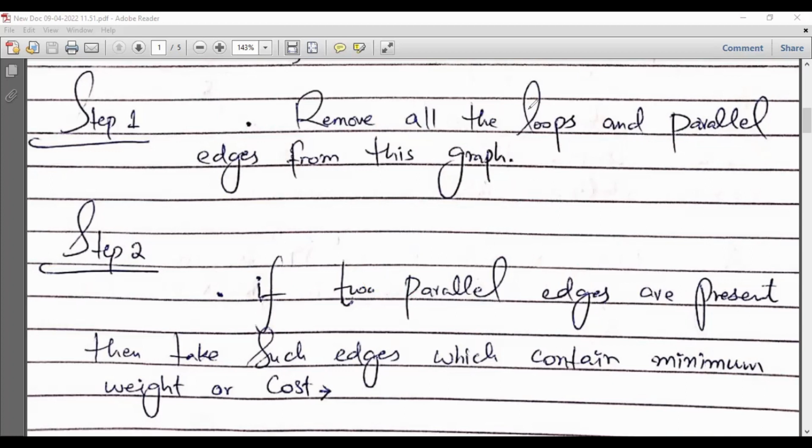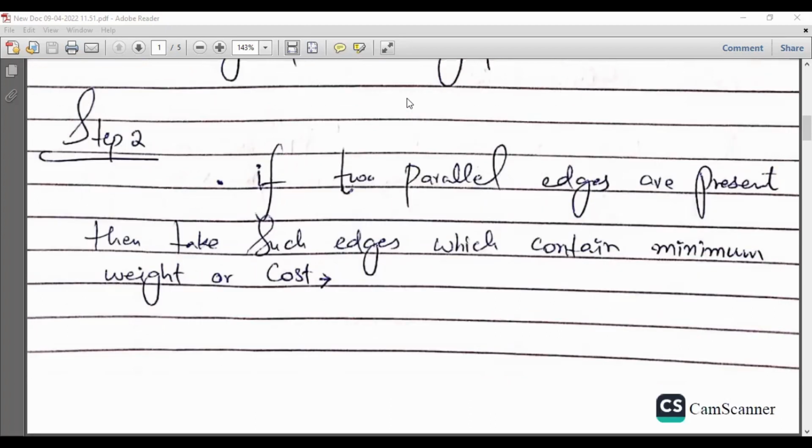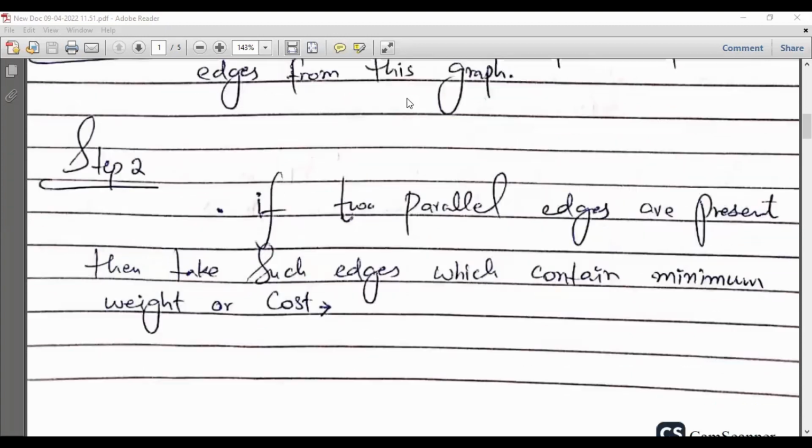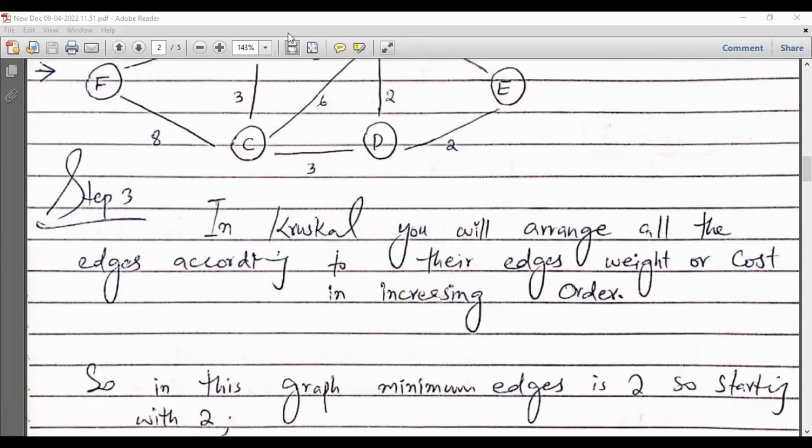Now step number two says that if two parallel edges are present, which edge do you need to select? You need to select the edge which has the minimum weight or cost. Simple step. Then step number three: in Kruskal's algorithm, you need to arrange all the available edges according to their edge weight in increasing order.